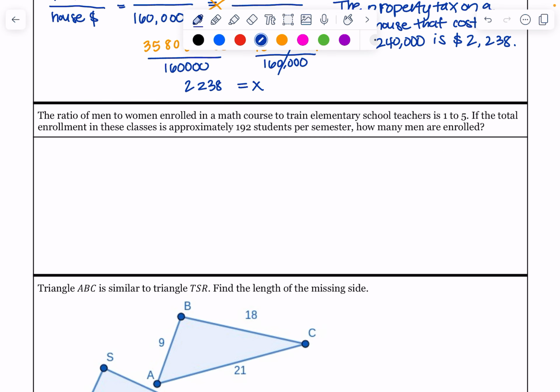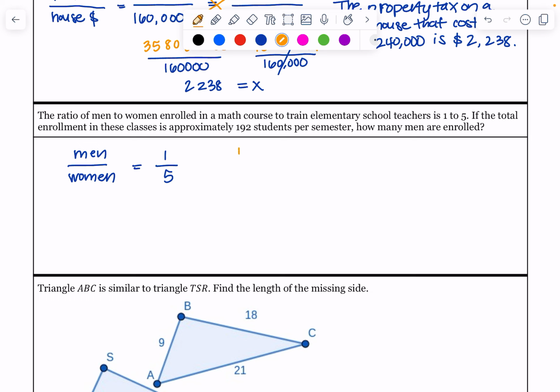All right, the next question says the ratio of men to women in a math course to train elementary school teachers is 1 to 5. So 1 man to 5 women. If the total enrollment in the class is approximately 192 per semester, how many men are enrolled? You could set up some kind of proportion, but honestly, okay, I guess let's do that.